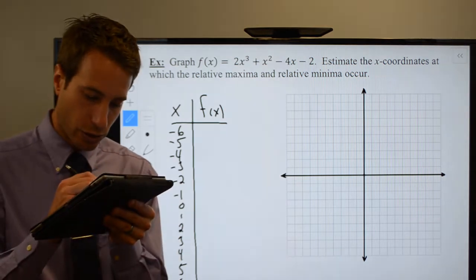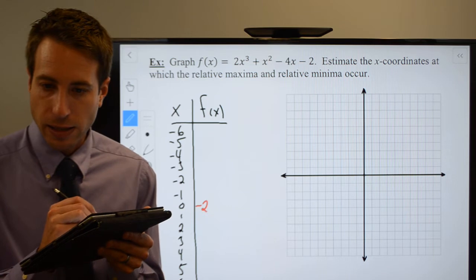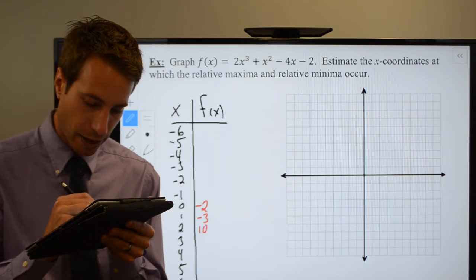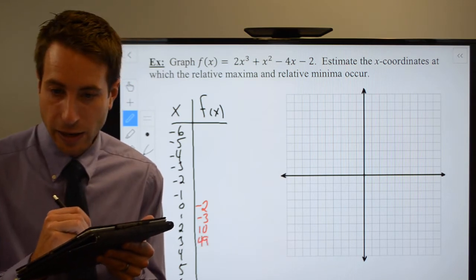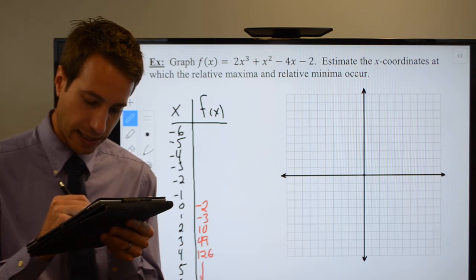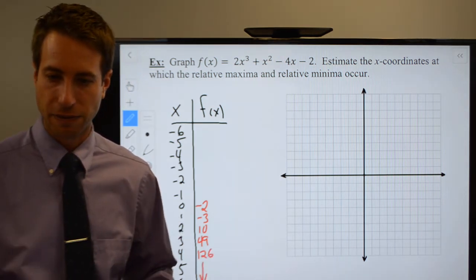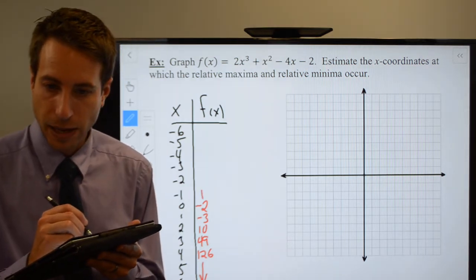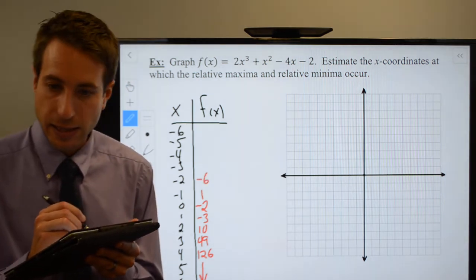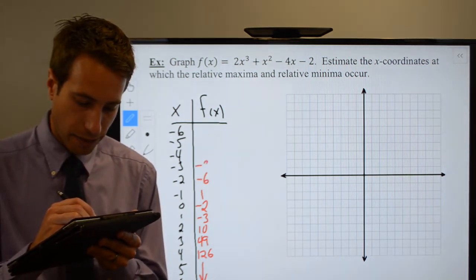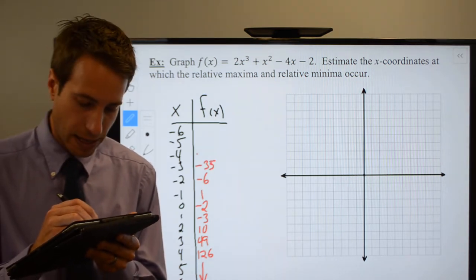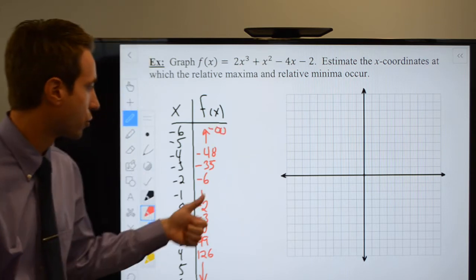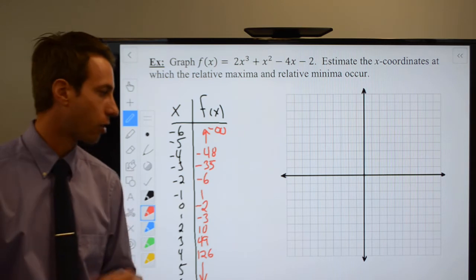When you plug in a 0, you should get a negative 2. Positive 1 is going to be a negative 3. 2 is going to be 10, 3 is going to be 49, 4 is going to be 126. Guys, that's not coming back. That's headed to positive infinity. Go the other way. Negative 1 is going to be a positive 1. Negative 2 is going to be a negative 6. Negative 3 is going to be a negative 35. Negative 4 is going to be a negative 48. Look at that. That is headed to negative infinity, right? Those numbers are just going to keep getting smaller and smaller and smaller.